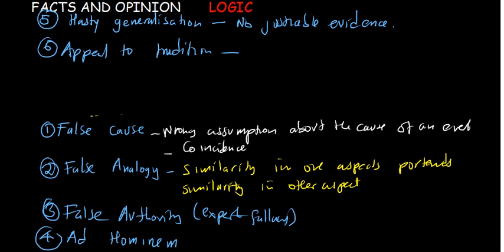Now, when you talk about false analogy, a false analogy is a type of informal fallacy. It states that since item A and item B both have quality X in common, they must also have quality Y in common. So the fact that you and I have this thing in common doesn't mean that we have other things in common. So that is what false analogy talks about. Similarity in one aspect portends similarity in another aspect. So that is false analogy.